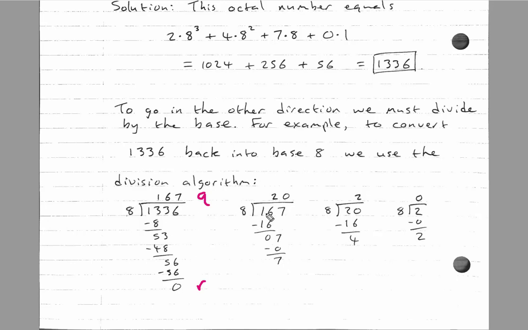Now take the quotient and divide that by 8. So we get a new quotient and a new remainder. And then, yeah, just keep dividing these quotients by the base. So new remainder 2, new quotient 2, remainder 4. Keep doing that until you get a quotient of 0, and then you can stop. Well, you could keep going, but you just get a bunch of zeros.